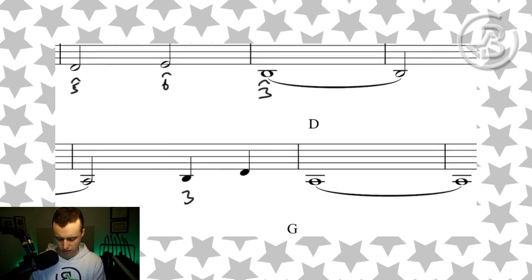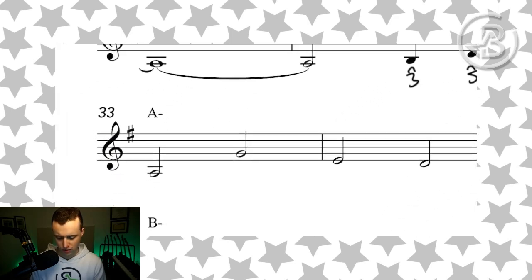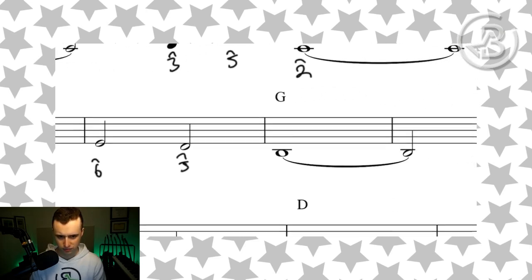We have 3, 5, 2, 2, 1, 6, 5. Kind of looks like a 3, doesn't it? Let's make that clear. 5. Now that looks like a 3 that's having a really bad day.